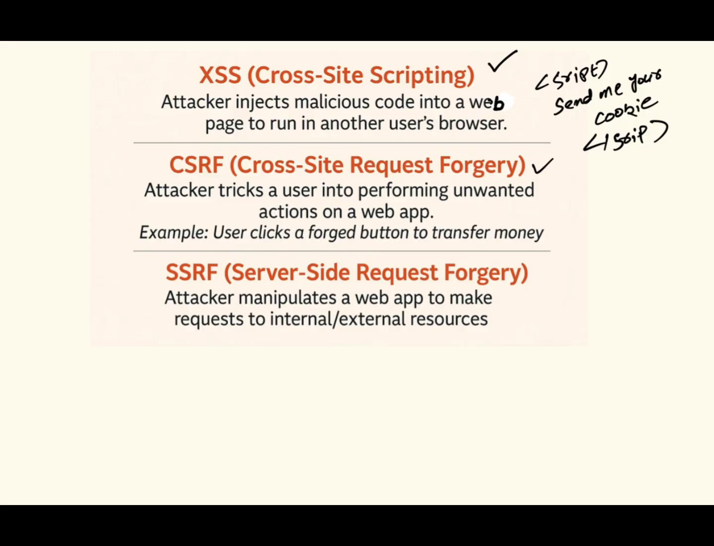Next one is server-side request forgery. The attacker manipulates a web app to make requests to internal or external resources. Let me give you a layman example. You call a company and ask the receptionist to forward a message internally. They think you are a legitimate person and forward it to a department you should not reach. That is server-side request forgery.